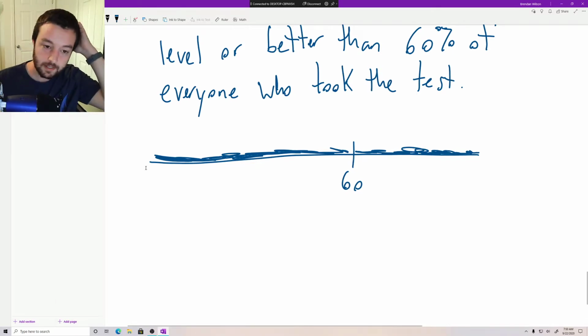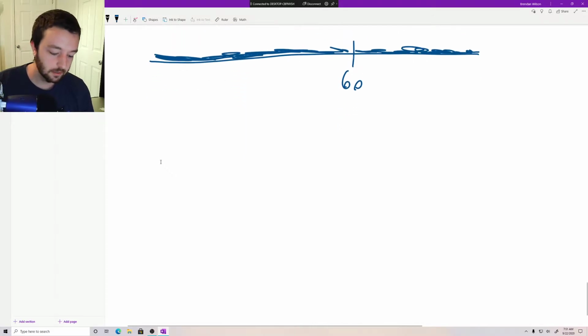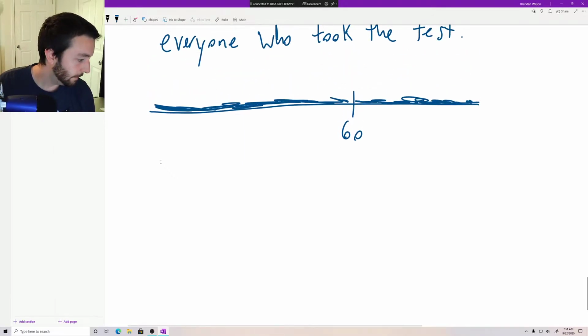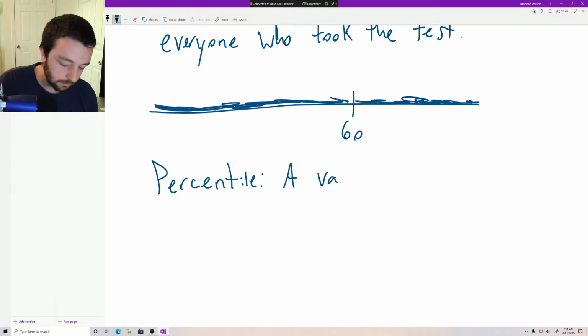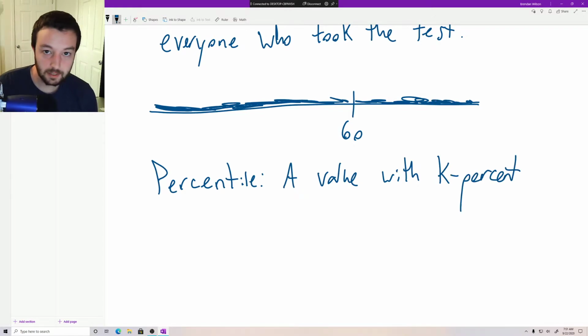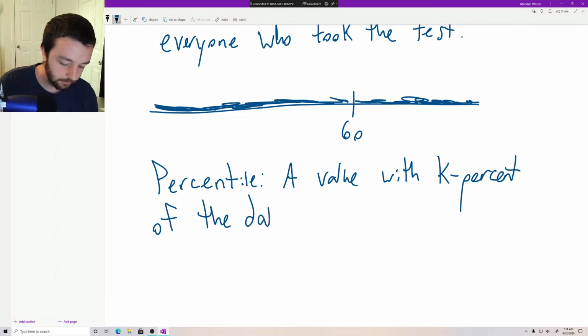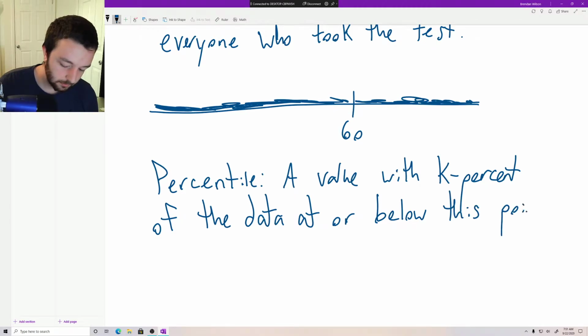There are some special percentiles that we often talk about called quartiles. Okay. So let me write out the definition for percentile first, though, because I just used an example there, but I didn't actually write out the definition. So a percentile is a value with k percent, where k could be any number, of the data at or below this point. Okay.